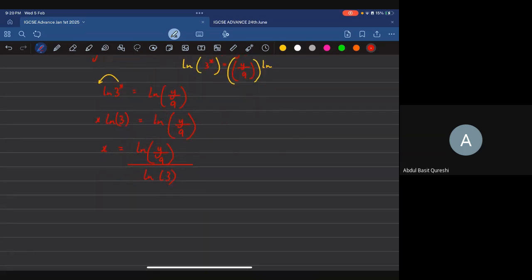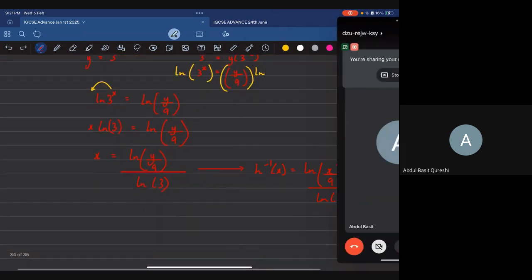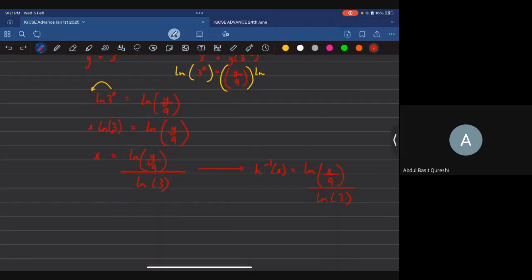Now, Basit, I will skip the steps and write down the final answer, which is f inverse h inverse of x is equal to ln of x over 9, because obviously I would have replaced it. Clear? So do you understand what I did over here, Basit? I just simply replaced, like I fast forwarded it. Clear, Basit? Yes, sir.